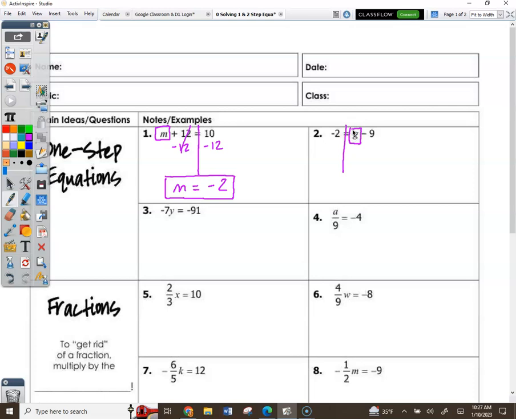We need g by itself. What's in the way? Negative 9, minus 9. What's the opposite of minus 9? Add 9 to itself to make it cancel, but go to the other side and balance it out. Then you just, in your head or in your calculator, negative 2 plus 9 is 7.